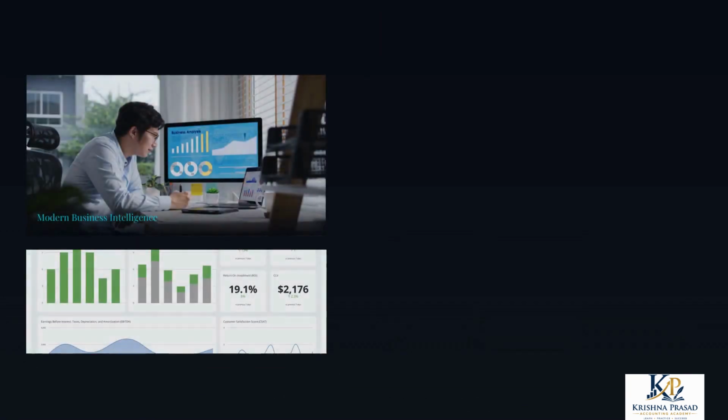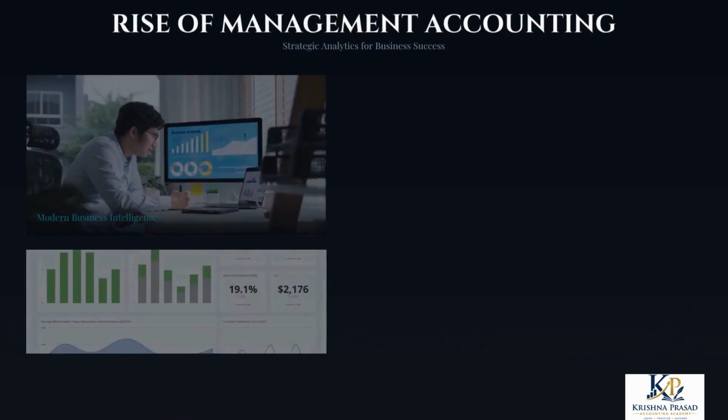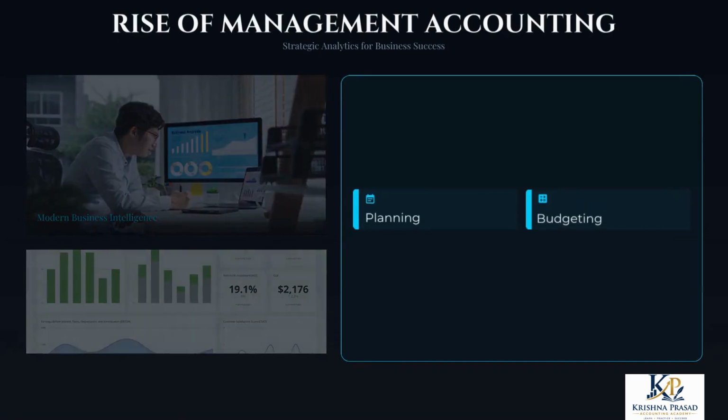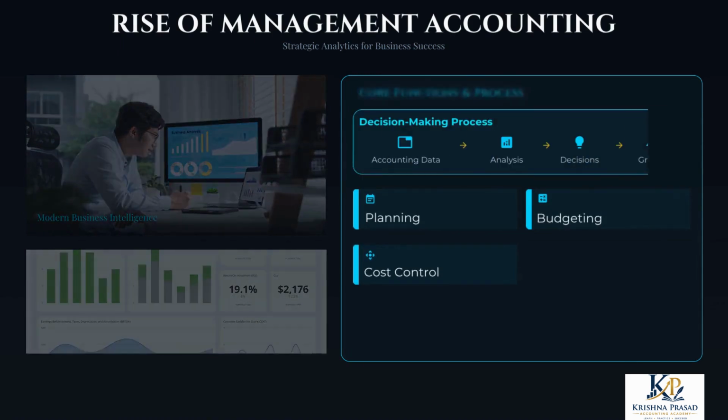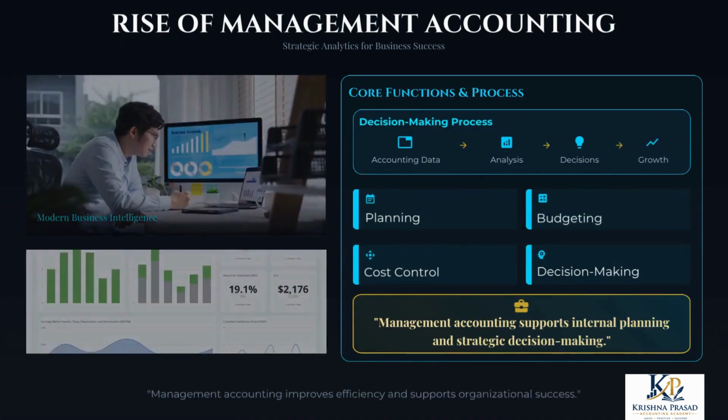As the next stage, accounting expanded further into management accounting. Here, accounting information is used internally by management for planning, budgeting, cost control, and decision-making. Management accounting helps improve business efficiency and support strategic decisions.